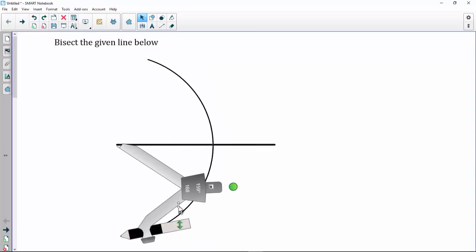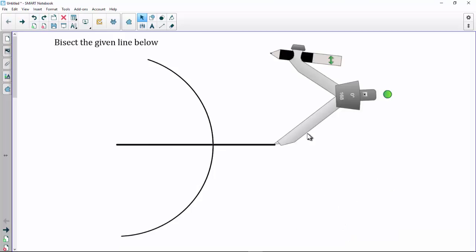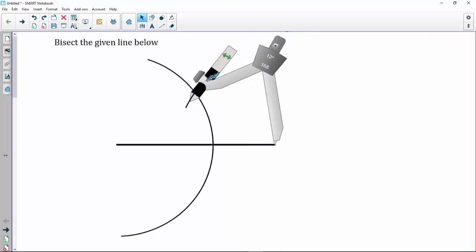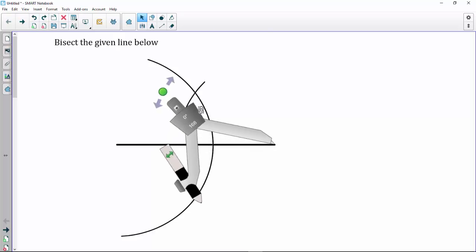Right. And now we repeat the process. Position the point of the compass at the end of the line. And without readjusting the compass, I repeat, without readjusting, we then draw another arc intersecting the previously drawn arc. So, this is one arc, sorry, this is another arc.